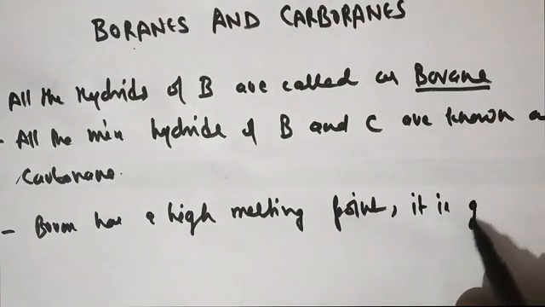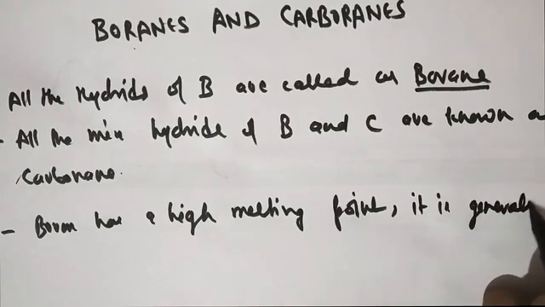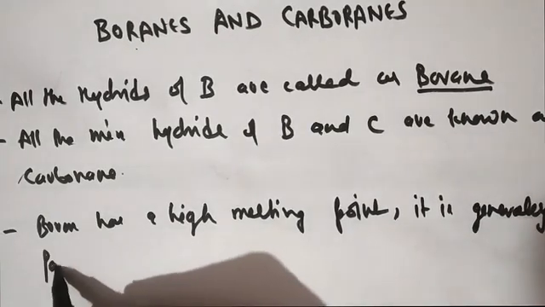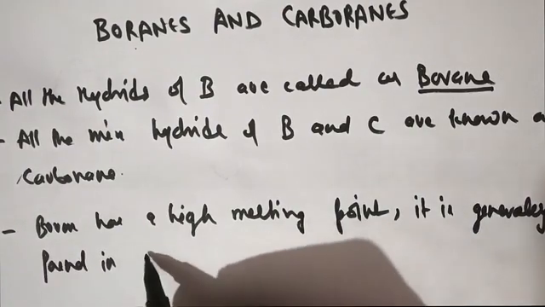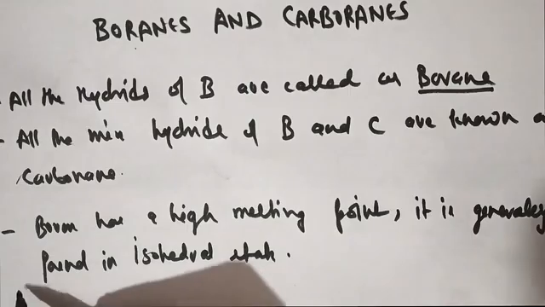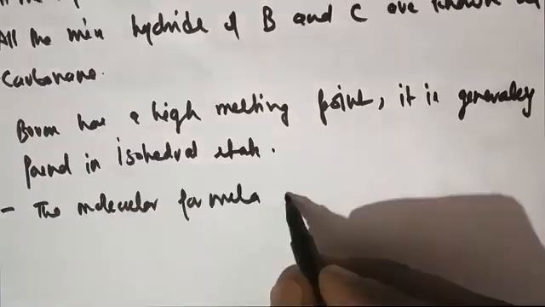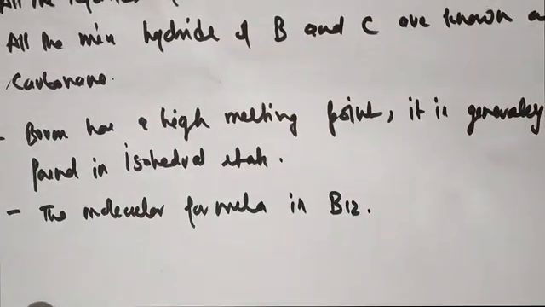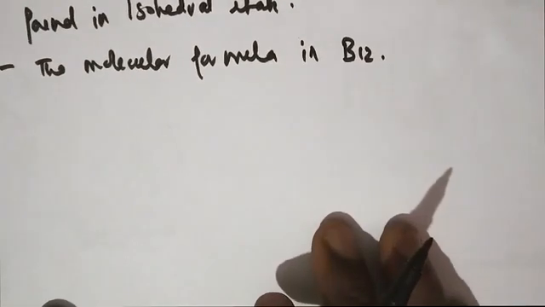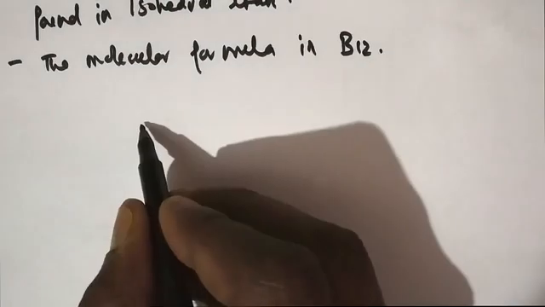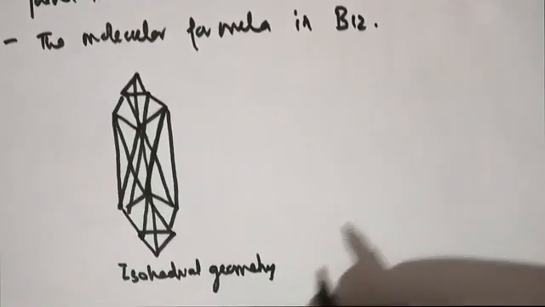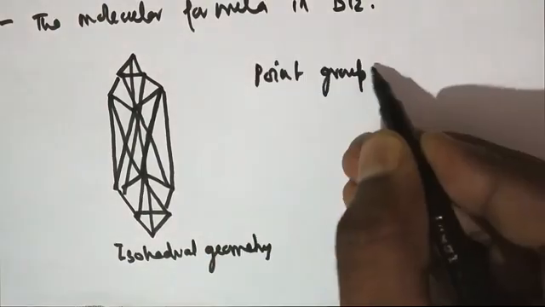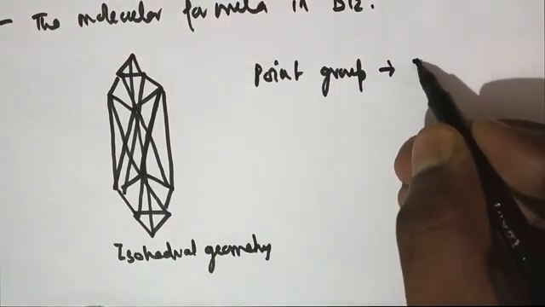It is generally found in an icosahedral state, and the molecular formula is B12. So dear friends, now we will see the structure of this molecule. The general structure of this molecule is like this. This will be the icosahedral geometry, and the point group of this molecule will be Ih.